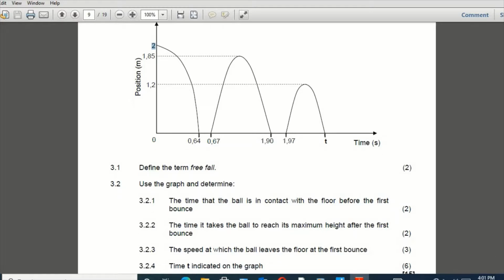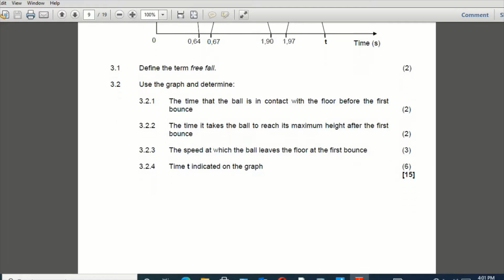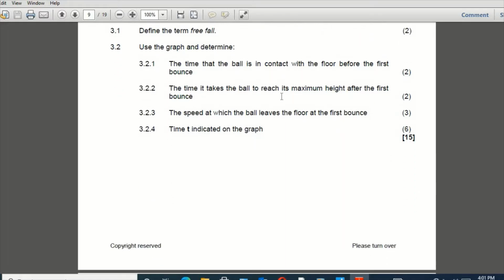So now let us see the first question, the definition question. Normally this is how questions are structured. We have to define the term free fall. Then question 3.2, we have to use the graph to determine the following: question 3.2.1 is the time that the ball is in contact with the floor before the first bounce, then the time that it takes the ball to reach its maximum height after the first bounce, and then the speed with which the ball leaves the floor at the first bounce.